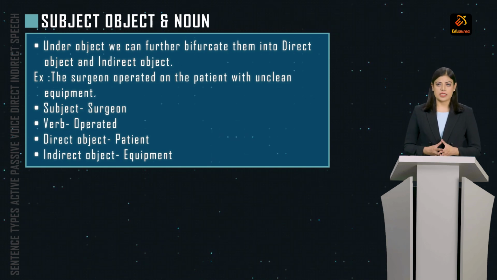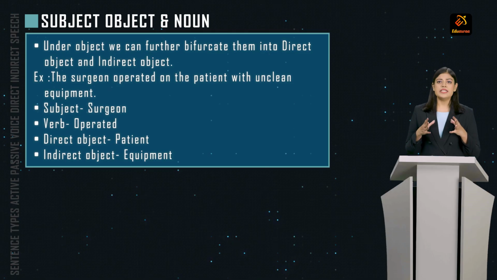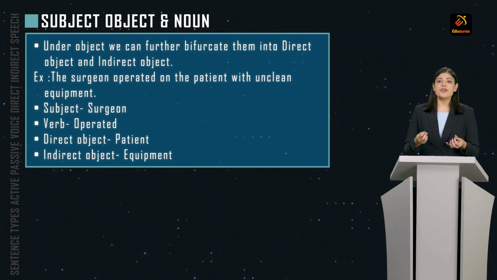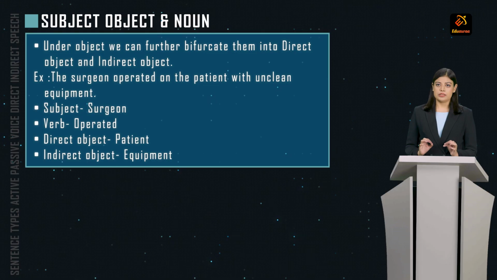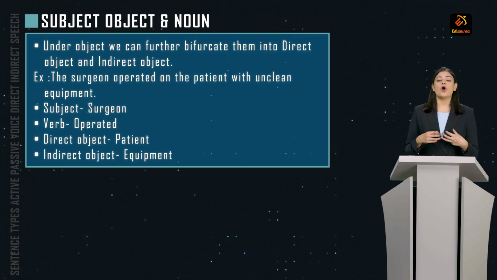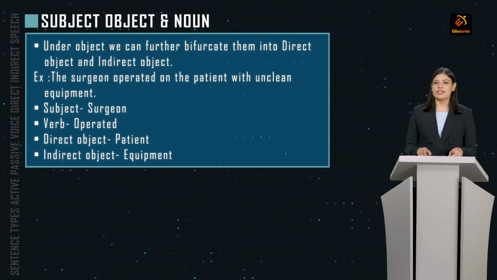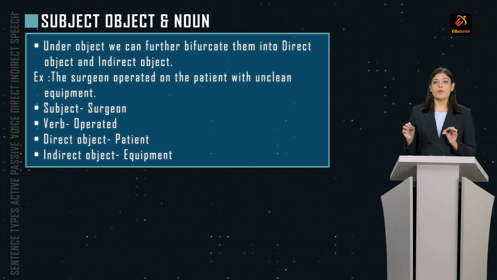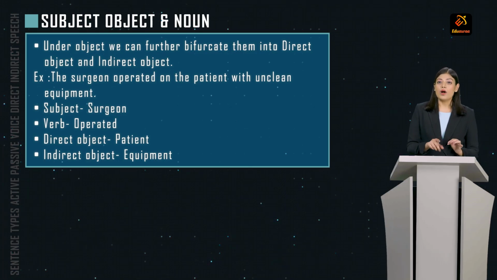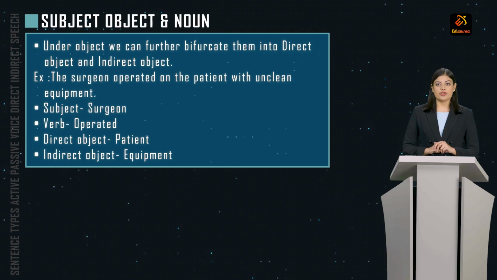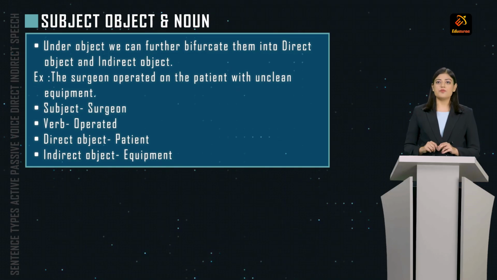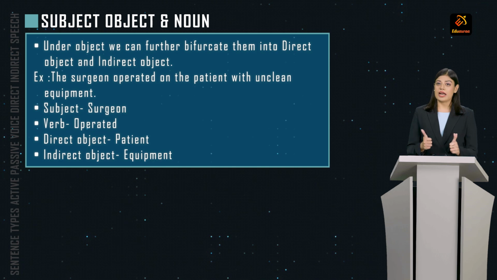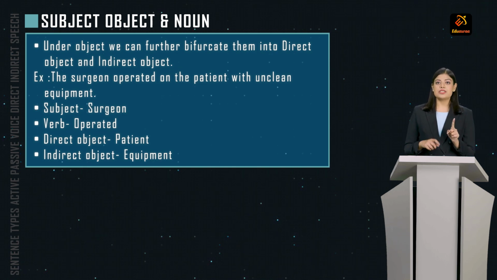Now, who's the object? The direct object means the direct recipient of the operation is the patient. The patient was the one being operated, so that's the direct object. The indirect object is equipments. What did the surgeon use for operation? Unclean equipments. So there are two objects in this sentence, patient and equipments. Patient is direct.